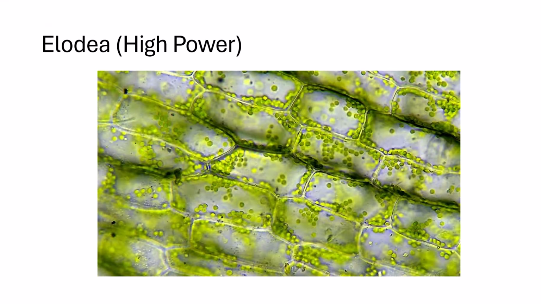Now let's take a closer look at what you're seeing in the Elodea cells. The cell wall forms the rigid outer boundary of each cell. It gives the cell its shape and provides structural support. Just inside the cell wall is the cytoplasm, which is the fluid portion of the cell where many cellular processes occur. In Elodea, the cytoplasm often appears as a thin layer lining the inside of the cell.